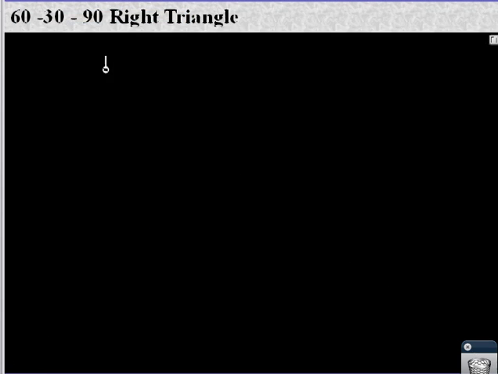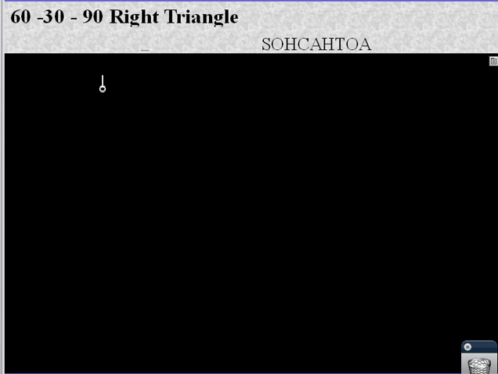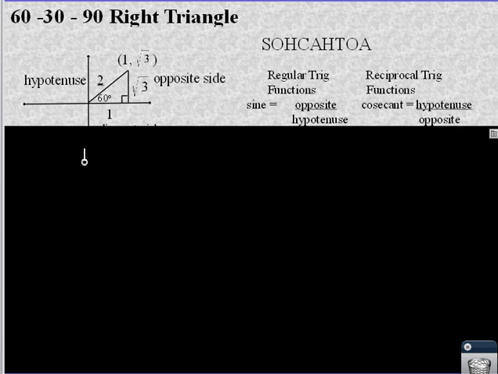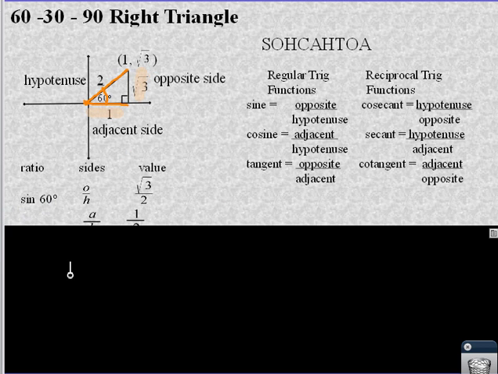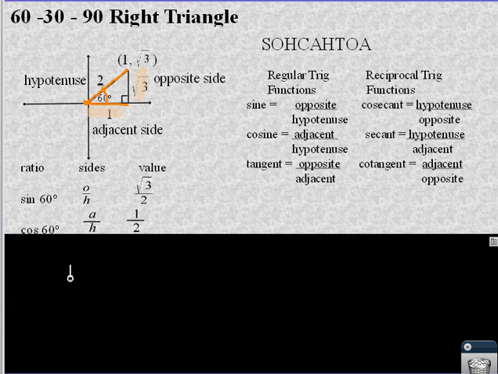All right, and then we have 60, 30, 90, which is exactly the same as a 30, 60, 90, but notice the difference. Our 60 degree angle is here because our trig functions are based off of this angle that has the vertex at the origin. So the only thing that's really changed is now our adjacent side is going to be 1 and our opposite side is going to be the square root of 3. So you'll see the same values, but they're going to be in different spots.